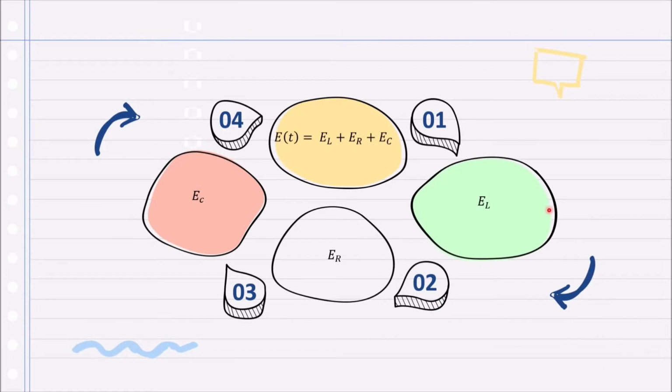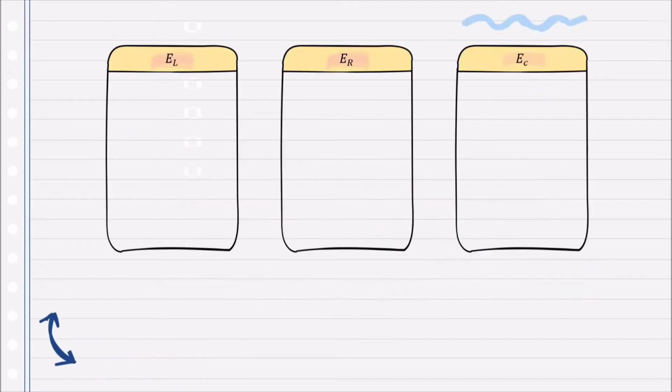So right now, here is what we will need to find. We will need to find E_L, E_R, and E_C, and the sum of all of these will be our electric potential in volts. So let's take a look at how we are to find these equations.